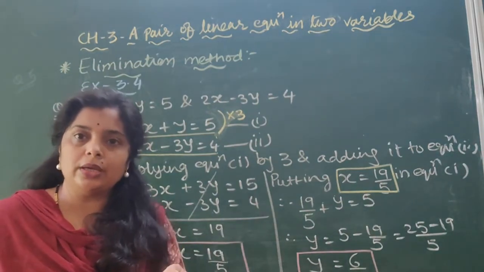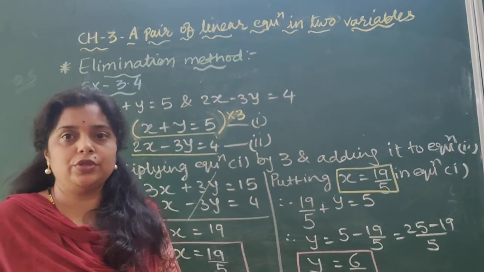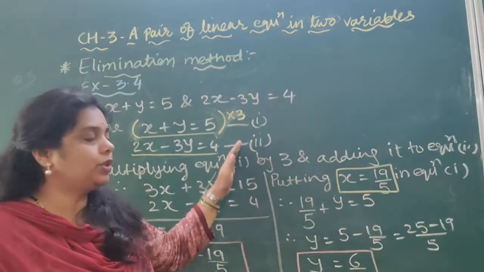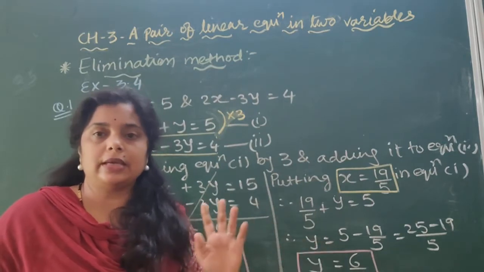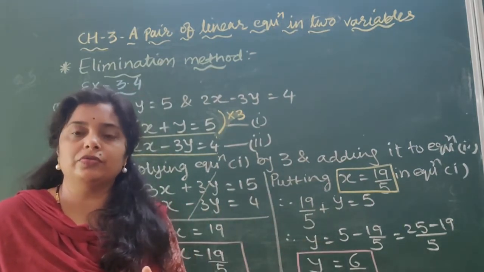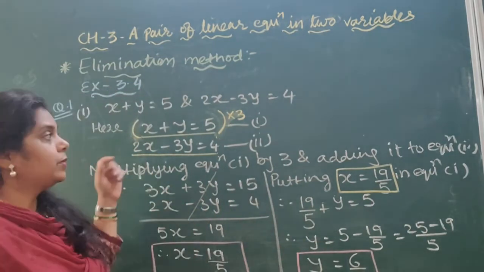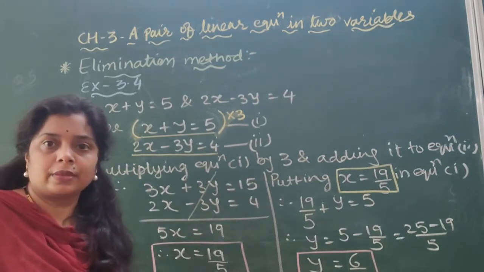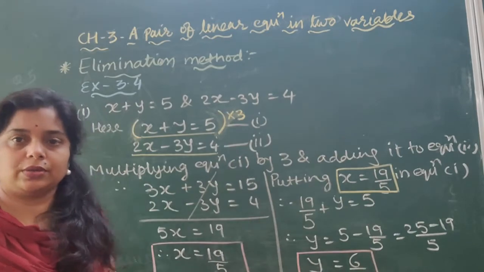In this way you have to find the solution by the elimination method. Eliminate any one variable, then substitute that value into any one equation to get the value of the second variable. Like this you can do it. Is it clear? Okay, now move to the next one.